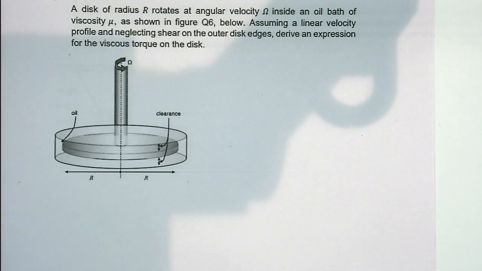It says a disk rotating in the oil, and it forms a viscous layer around it. No, it's the disk rotating in the oil. Yeah, put the rotational disk in the oil, and it forms the velocity profile, which is linear.